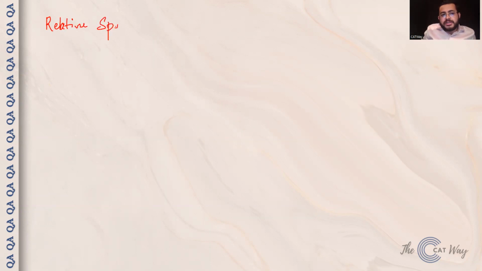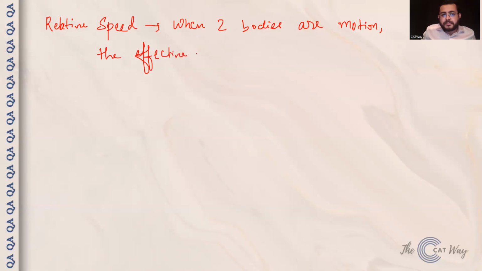So when two bodies are in motion, the effective speed generated is known as relative speed, right?